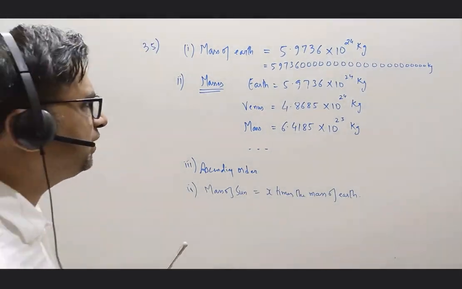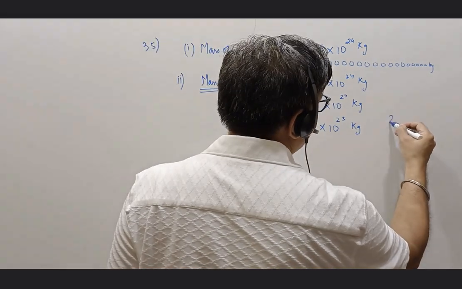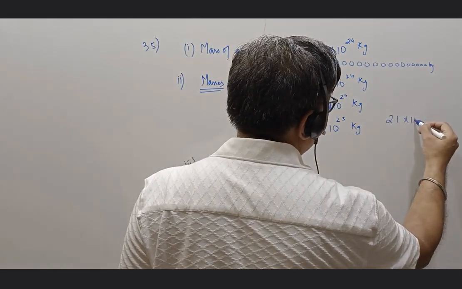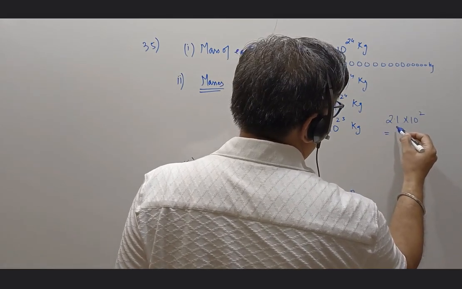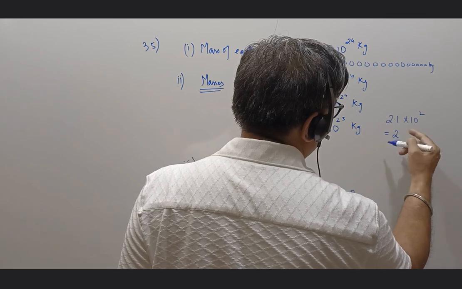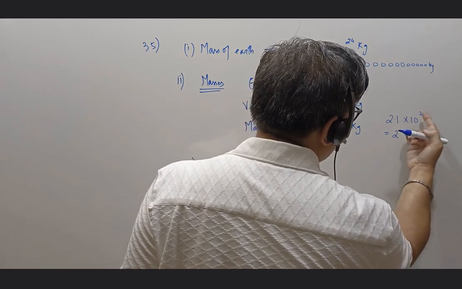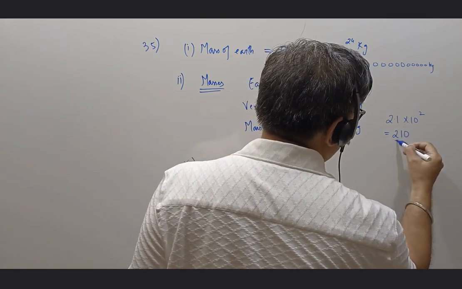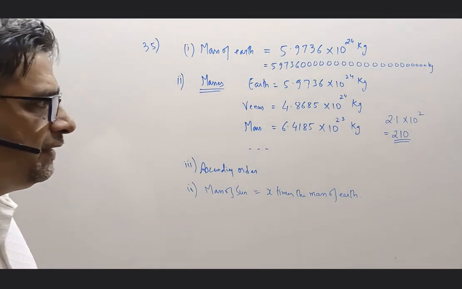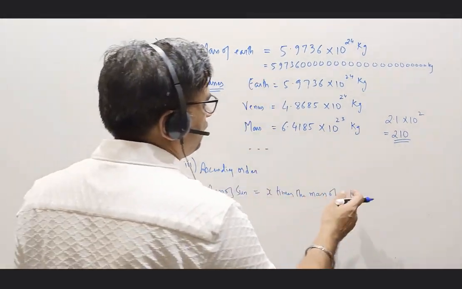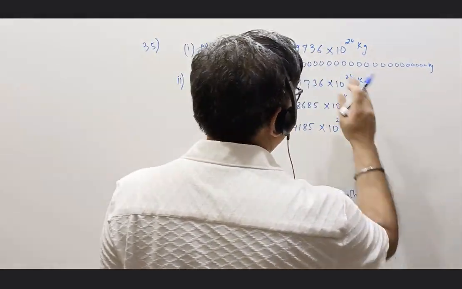For example, I'll put a very small number. If it is 2.1 into 10 squared, this means that we can write this in normal form as 2, and then we can move 2 places. So it will be 210. This is a smaller number which we can comprehend rather easily, and this is exactly what we have done over here. So that's the first question.